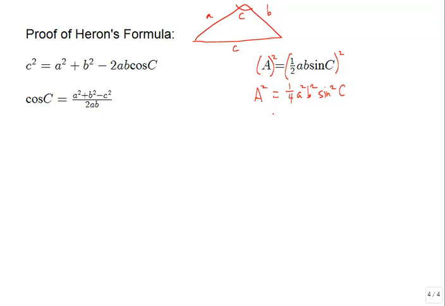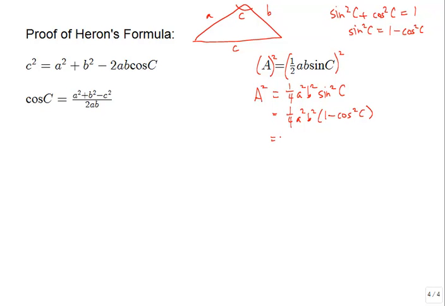Now the next thing I need to do is replace this sine squared with a cosine. I want to get cosines involved, and we'll see why in just a moment. So what I'm going to use is that Pythagorean identity, which says sine squared plus cosine squared equals 1, but I'm going to use it solved for sine squared. In other words, if sine squared c plus cosine squared c equals 1, then sine squared must be 1 minus cosine squared. So I'm going to substitute in 1 minus cosine squared c.